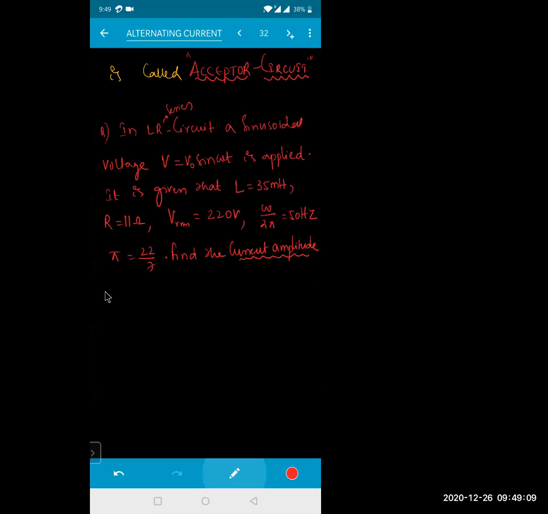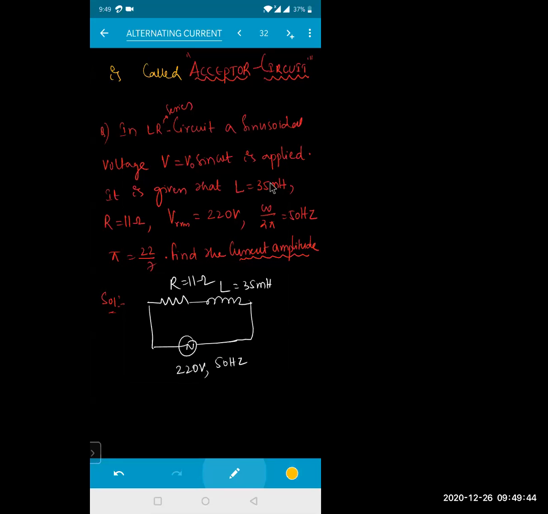What type of circuit is it? Can anyone tell me? LR circuit, a series combination of LR. We need to draw a resistor and an inductor, the RL circuit. This is connected to an alternating source here. So this is V is equal to V naught, given in the problem as 220 volt, 50 hertz. And L is equal to 35 millihenry and R is equal to 11 ohms.